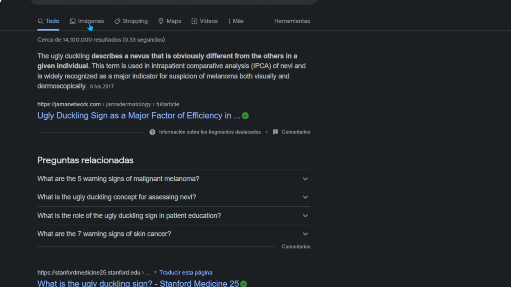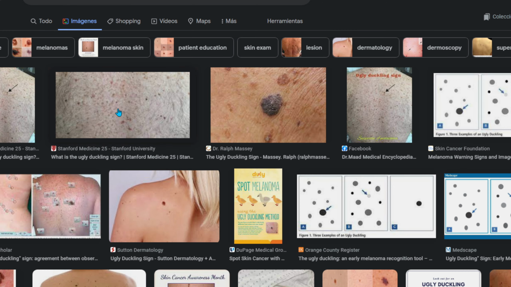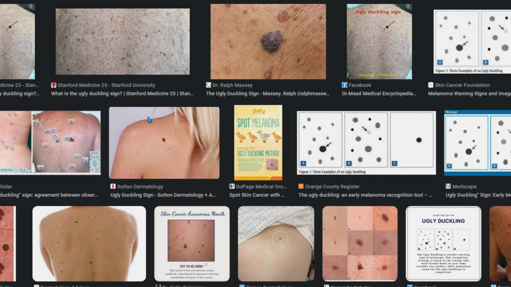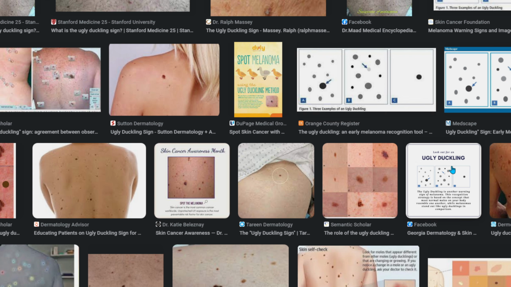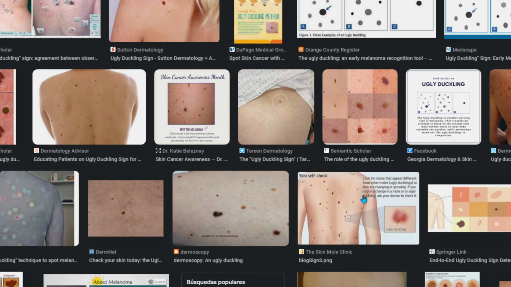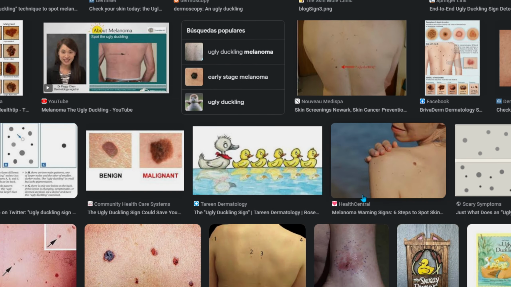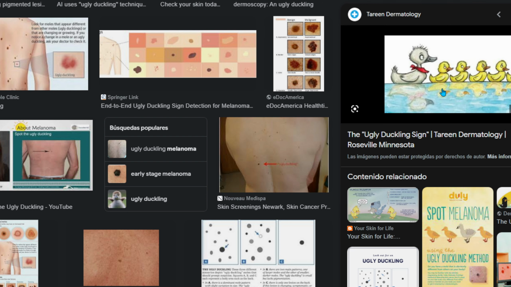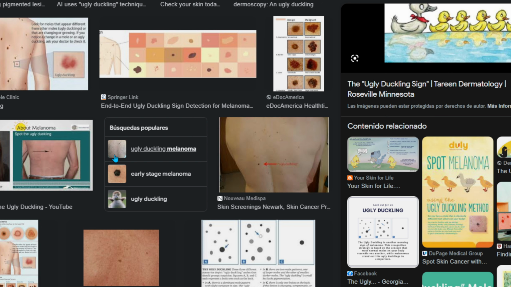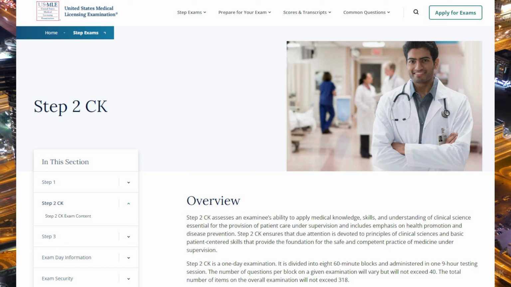It looks like this. You have a lot of different lesions, but one looks different. The ugly duckling. You can see here, you can spot a melanoma there. So the ugly duckling sign. Remember, the treatment for this is excisional biopsy.